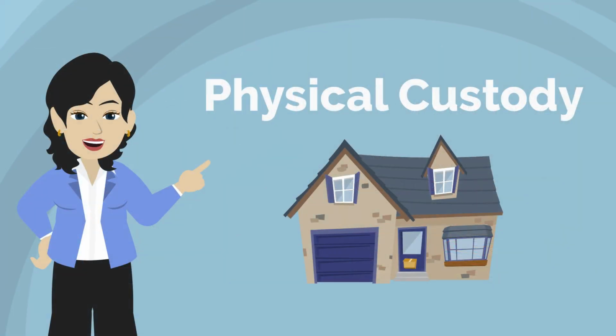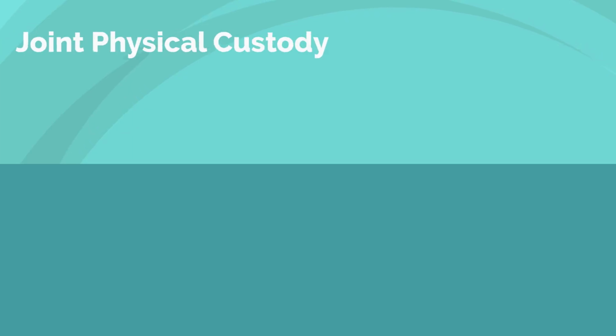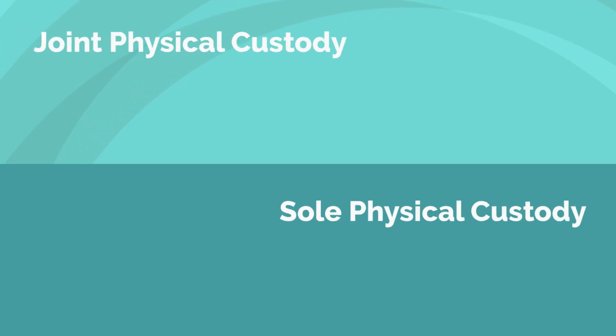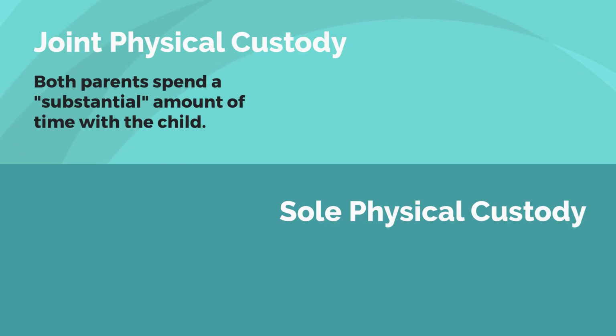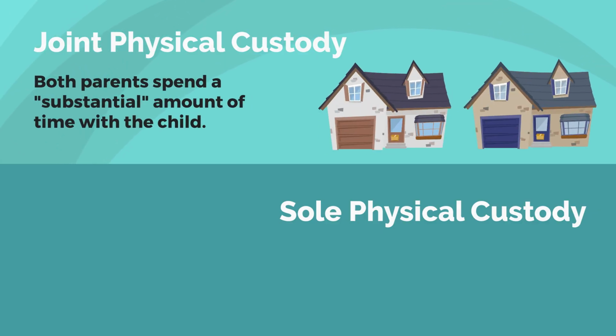There are two types of physical custody: joint physical custody and sole physical custody. Joint physical custody is when both parents spend a substantial amount of time with the child. This does not necessarily mean that both parents have equal time with the child. There is no set definition of what a substantial amount of time is.